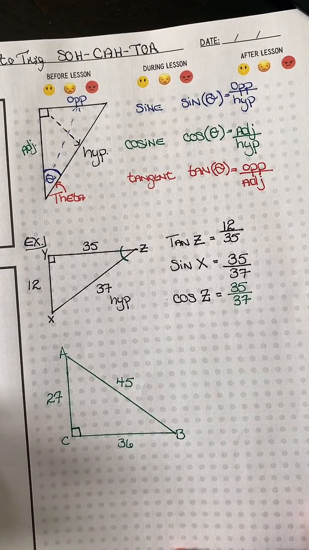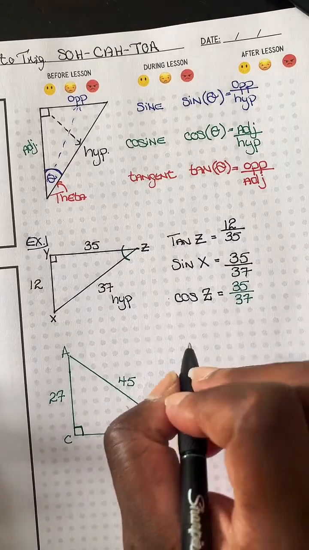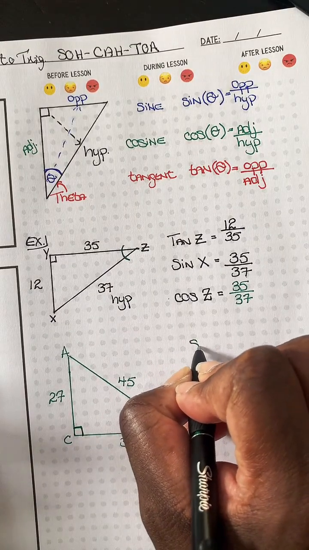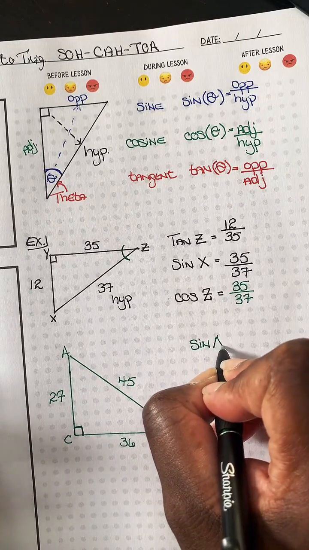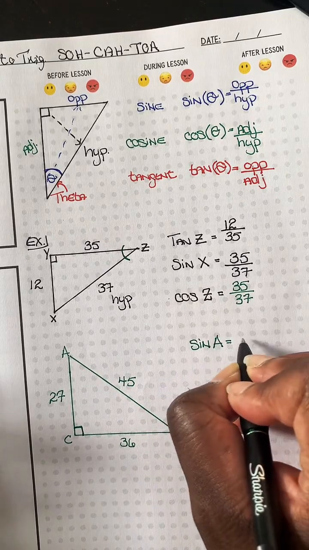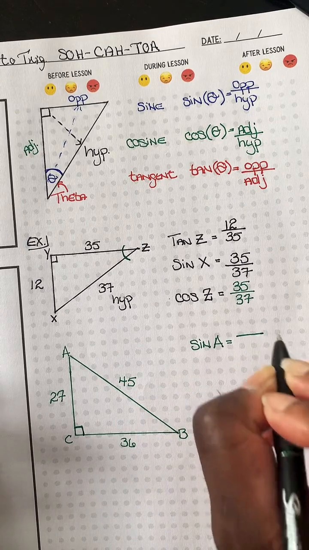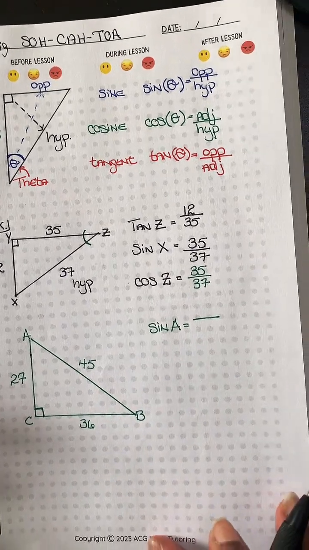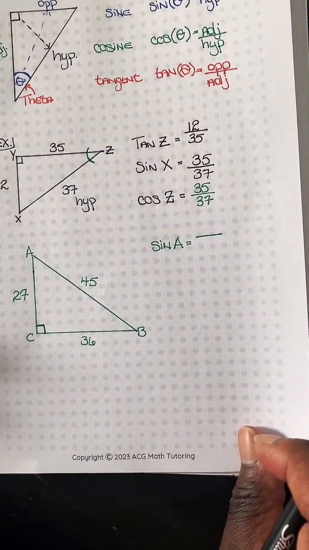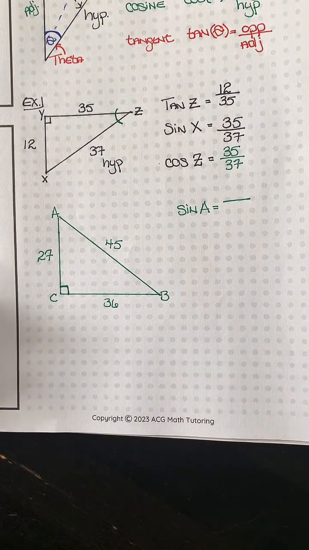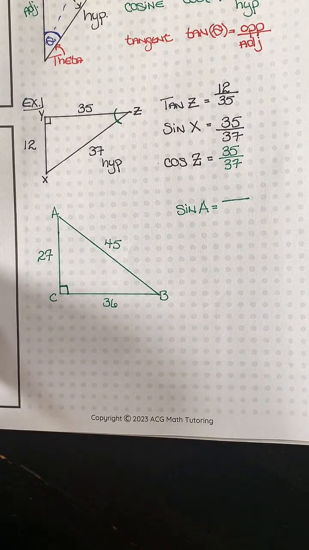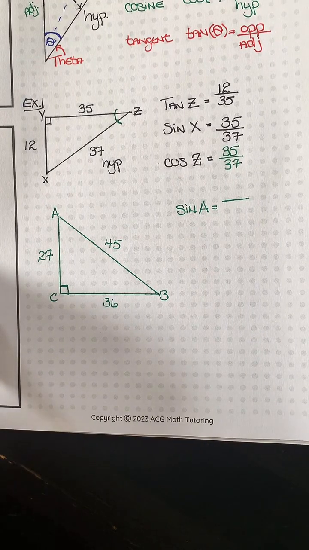All right, so let's say I want you to find the sine of angle A. What will be my ratio? Let's see if I can raise that up. So the sine of angle A, what will be my ratio?